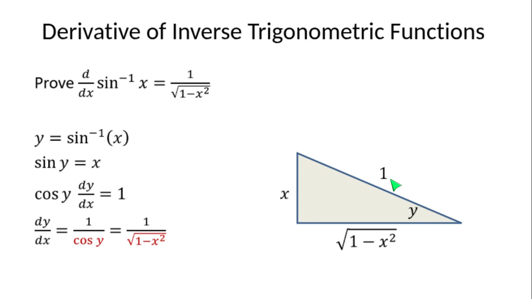So there you have it. Cosine of y is this, divided by 1, but it's this. So you have 1 over square root of quantity 1 minus x squared. Derivative of an inverse trig function, no trig to speak of. That's pretty cool.